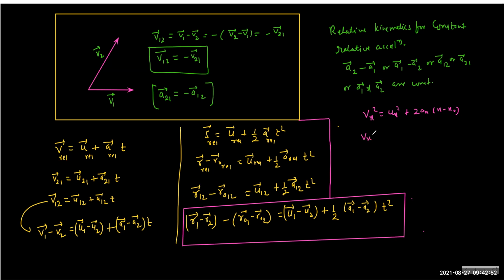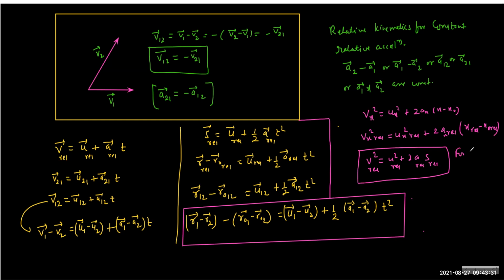So we can say vx square relative, then ux square relative, plus 2ax relative times x relative minus x not relative, but this is not required. We can do this directly if needed. You can just start to use plus. Let me make it simple: 2as, and then you can think of a relative. But what is the caution here? This is not a vector equation. This is for one dimension only that you can use.